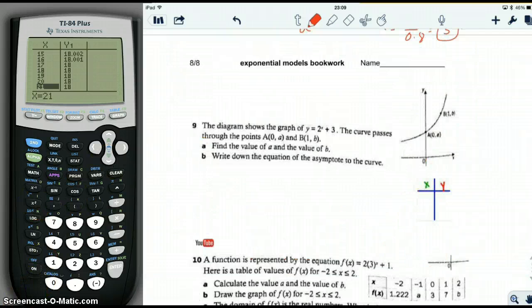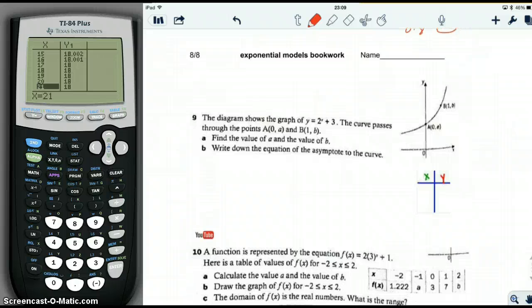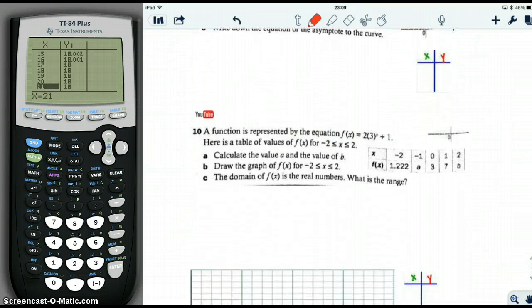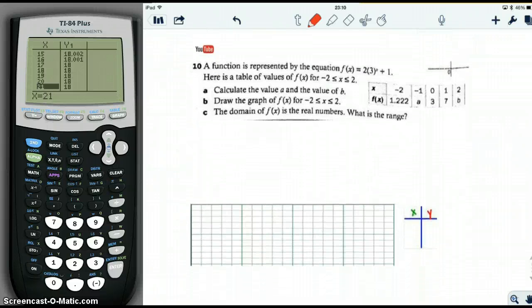The last problem in the exponential models book work is page 8, number 10. A function is represented by the equation f of x equals 2 times 3 to the x plus 1. Here is a table of values f of x for negative 2 to 2. Calculate the values of a and the values of b. So we're supposed to calculate that and calculate that. Draw the graph of f of x for negative 2 to 2. The domain of f of x is real numbers. What is the range? Well, we have a complete equation here.